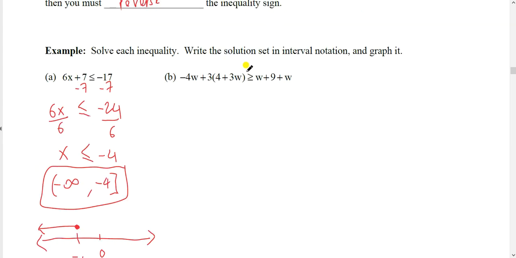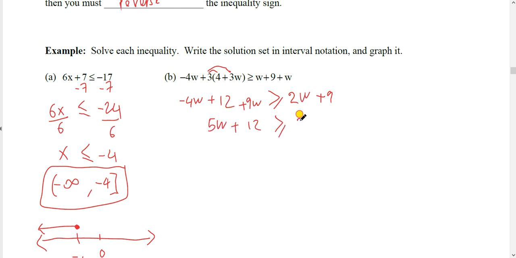Okay, let's try the next one. In this case, we are solving for w. The first thing is you have to simplify this one by distributing the 3 to the inside of the parentheses here. So -4w plus 4 times 3 is 12. 3 times 3 is 9w. Keep the same here. w plus w, combine the like terms, 2w plus 9. Now also combine the like terms here. 9w minus 4w is 5w plus 12.